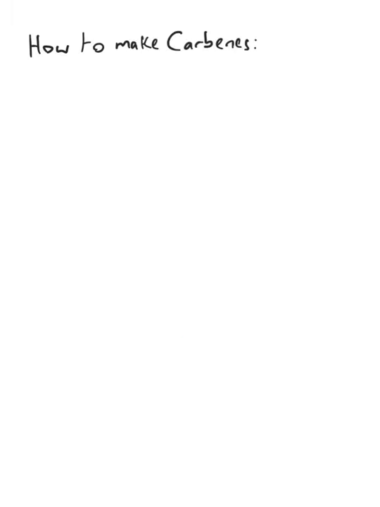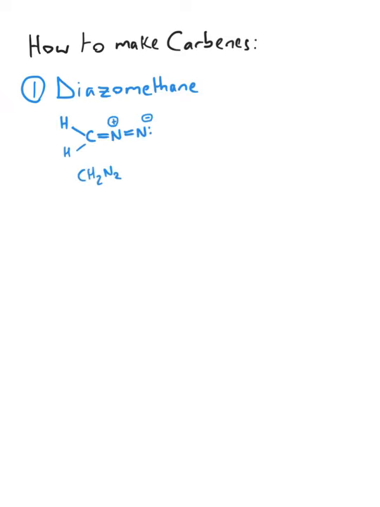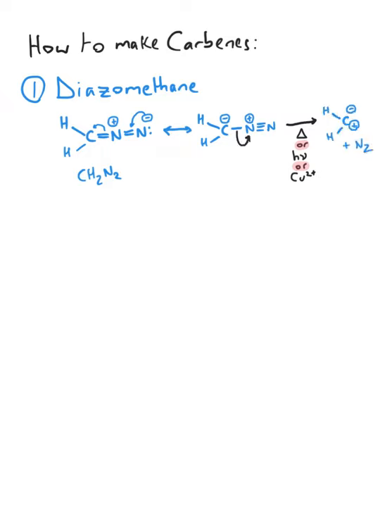So how does one make these carbenes? Well, there are 3 different ways. The first method is using diazomethane, a chemical that looks like this, which can resonate to form this compound where the carbon has a negative charge and an extremely good leaving group in the form of nitrogen gas. Of course, add a little bit of heat or a little bit of a catalyst such as copper, and the nitrogen will leave to give you your carbene.